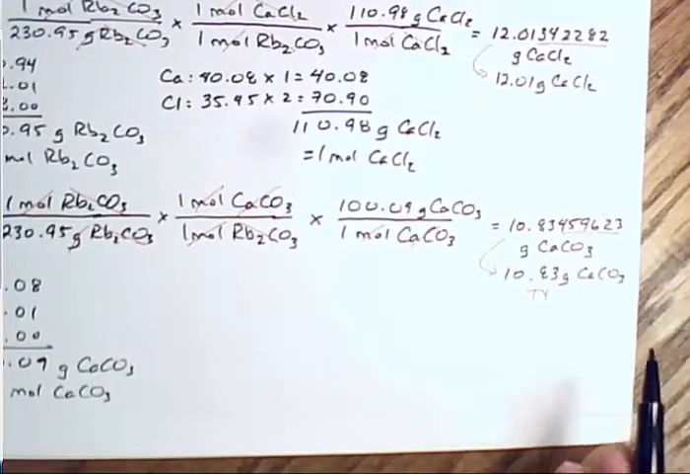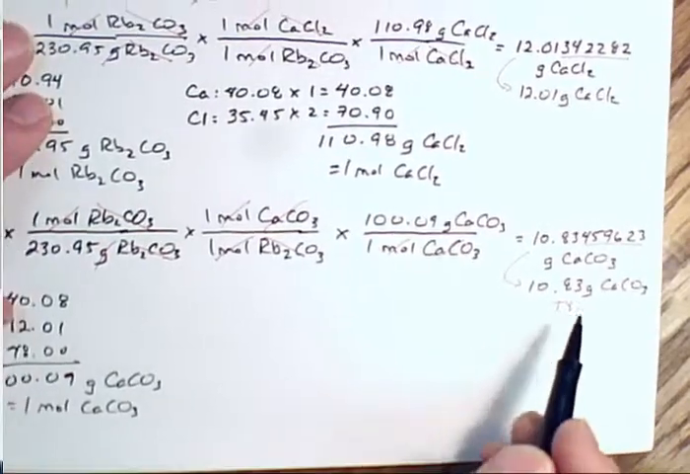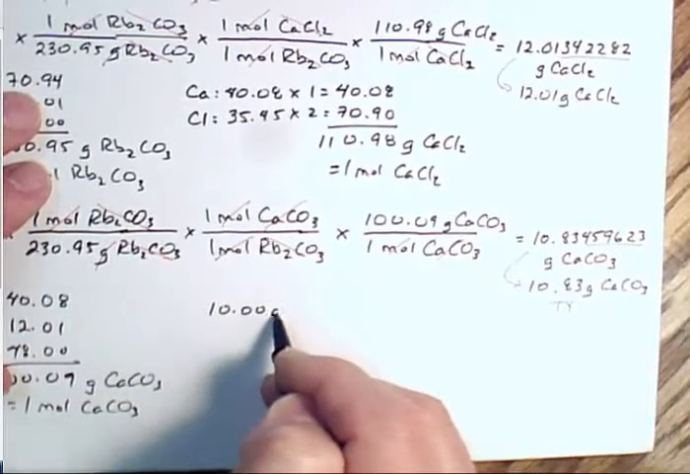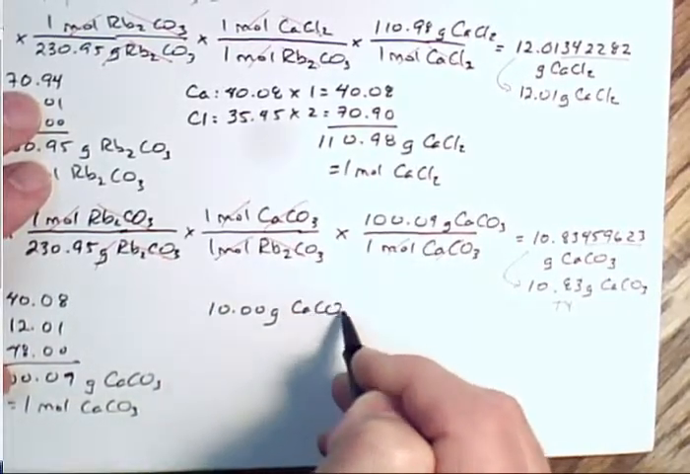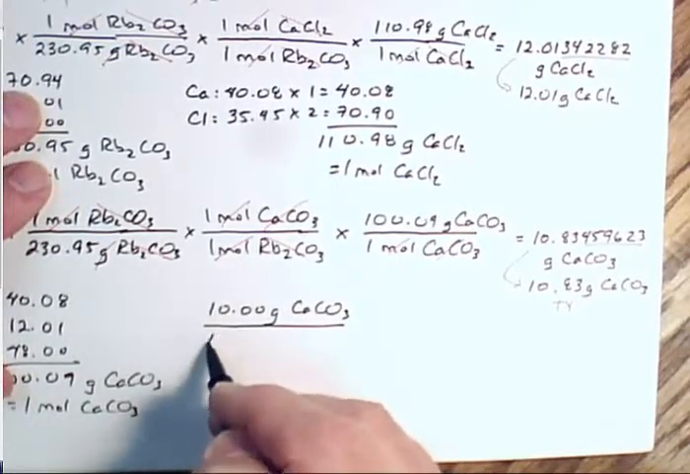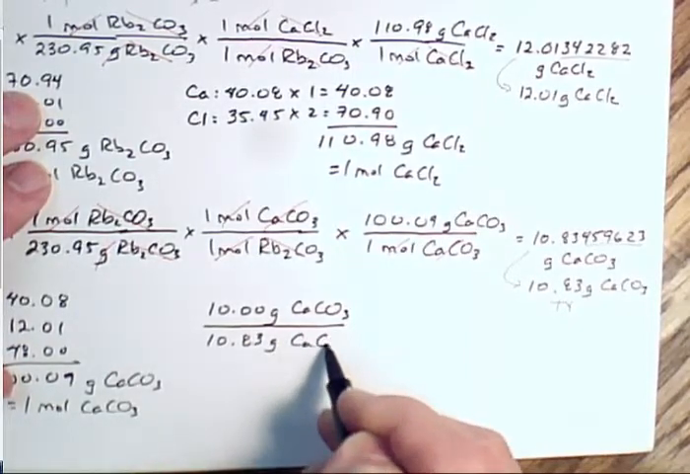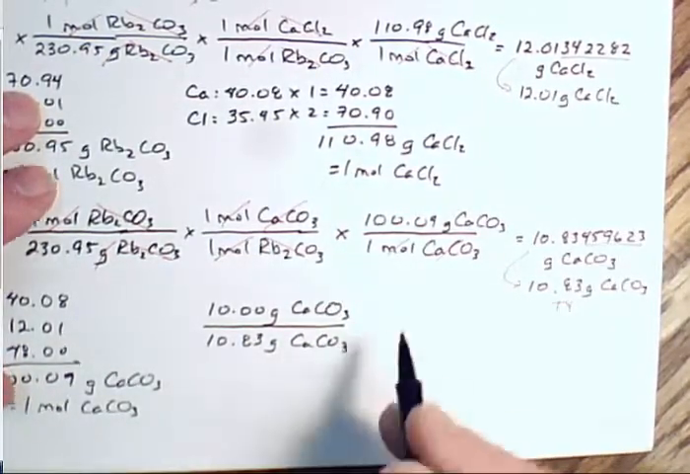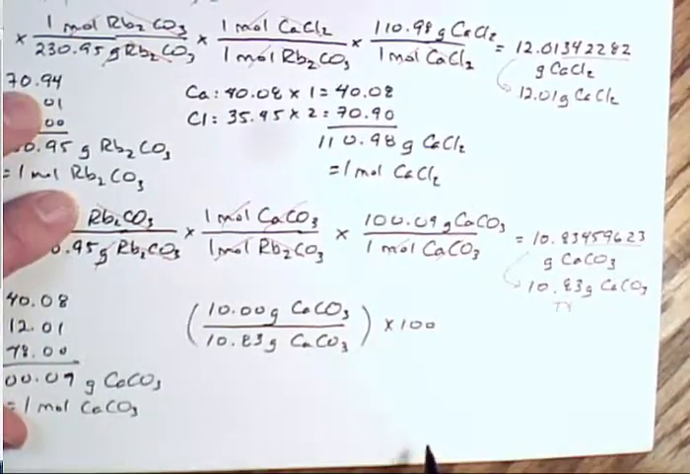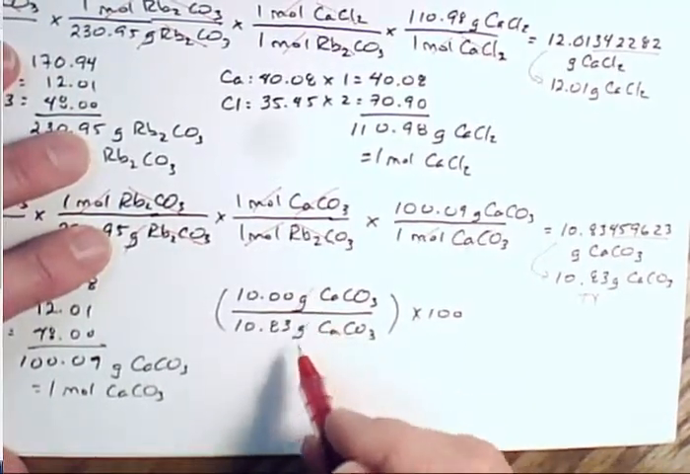That's why we don't ever have 100% yield. It's always something less than that. This is still pretty good. 10 out of this amount is pretty good. So we're going to take our 10.00 grams of calcium carbonate, which is the actual yield. We're going to put that over and divide by the theoretical yield, 10.83 grams of calcium carbonate. Okay? And then we're going to take that fraction after we do the math and multiply that times 100 to get a percent yield.